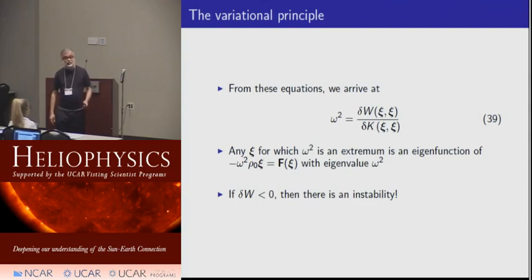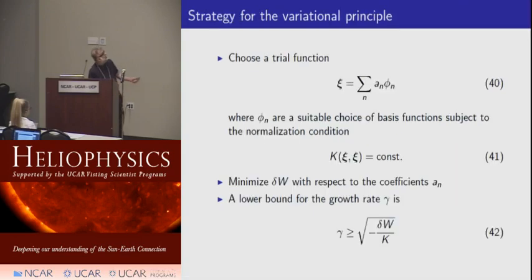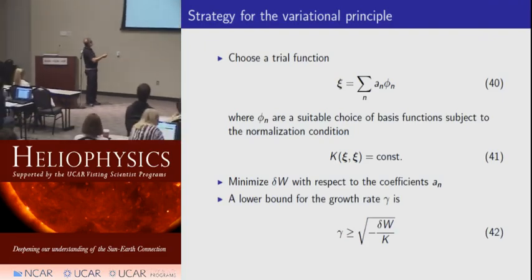Now, you may not get the true growth rate by that, because what you're getting for omega square is an upper bound, not the true minimum. So you have to keep refining things, or solve the normal mode problem, but you can certainly decide that something is stable or unstable. And this is what we are doing: choose a trial function, a suitable choice, minimize delta W, and a lower bound for the growth rate is given by this. Okay?